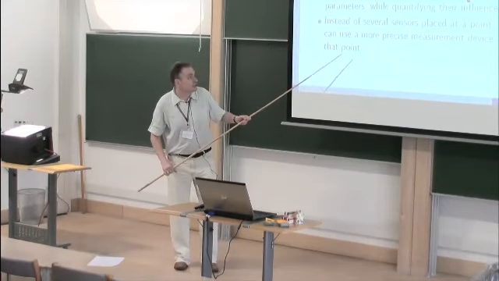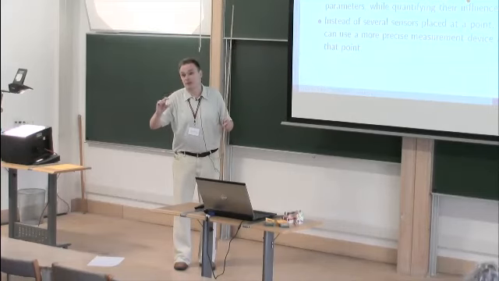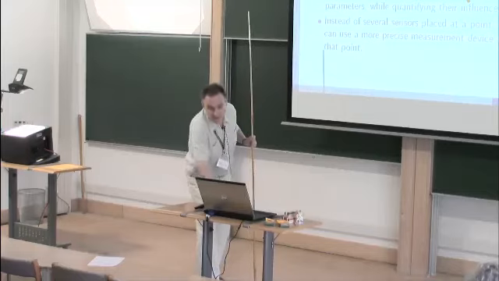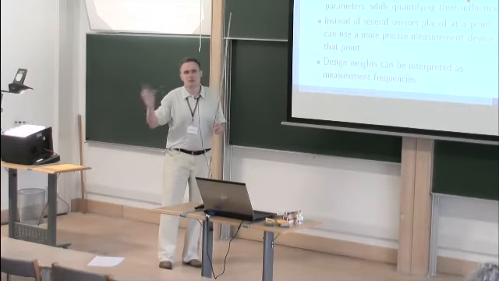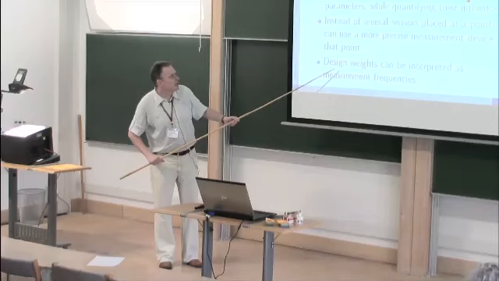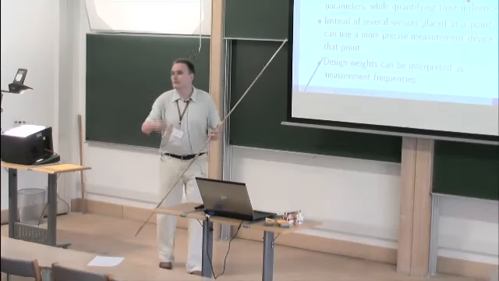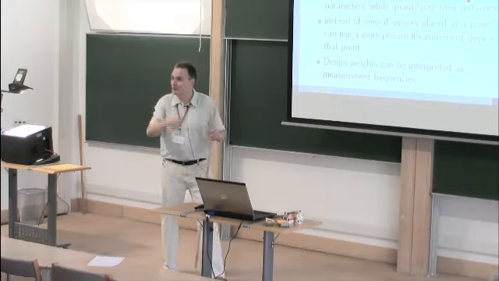Another interpretation is we can put one more precise measurement device at a given point. So this is the interpretation of weights. Finally, I saw some works in robotics. I'm also involved in some research in robotics, where the authors interpret weights as measurement frequencies. If the weight is bigger, the frequency of measurements must be higher.